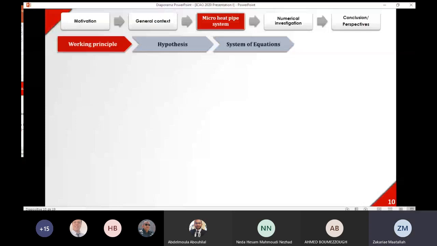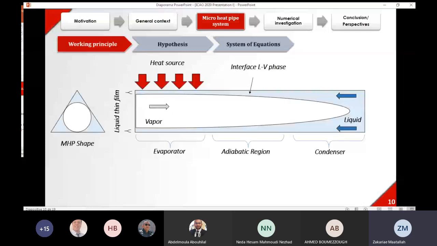Here, we have the interface of the liquid vapor phase, the liquid film thickness, and we have three sections: evaporator, adiabatic, and condenser section. But first, the heat is applied to the evaporator section. The vapor will be created at the evaporator. So this vapor will go to the condenser by pressure difference due to the cold and hot source. This heat will be removed to the surroundings and the liquid will return back to the evaporator by surface tension and curvature of the liquid vapor phase interface.